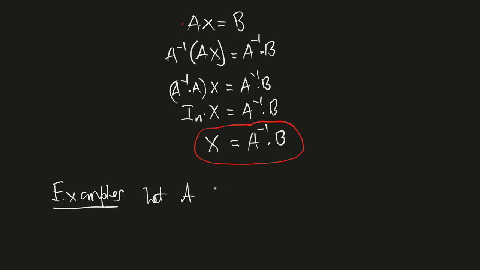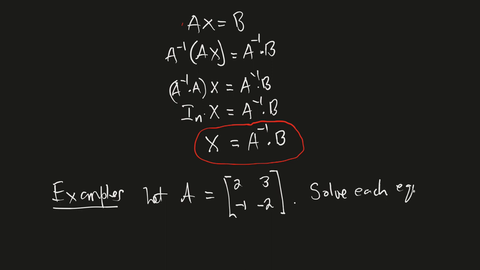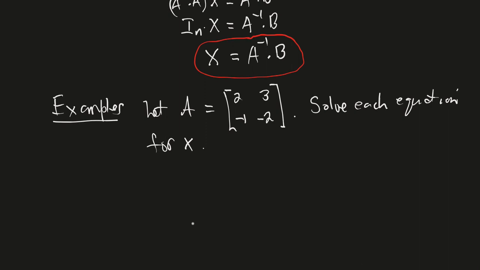So let A be a 2 by 2 matrix. Let's say I have 2, 3, -1, 2, right? Actually, yeah, let's make that -2, right? So here is our matrix, and what we're going to do is solve each equation for X, right? Well, what is the equation going to look like?